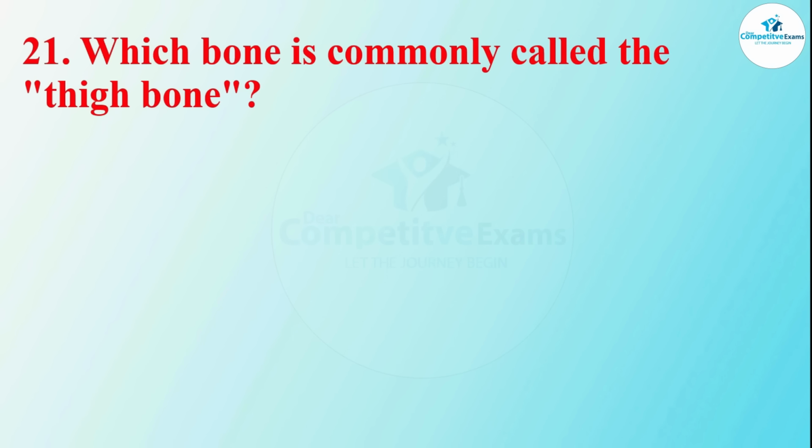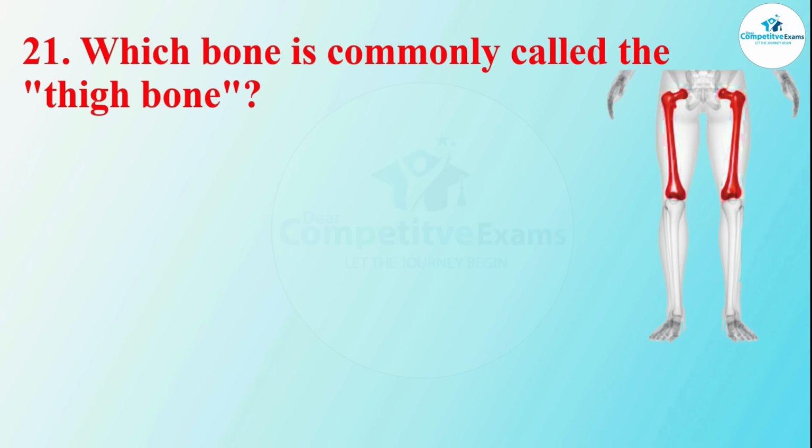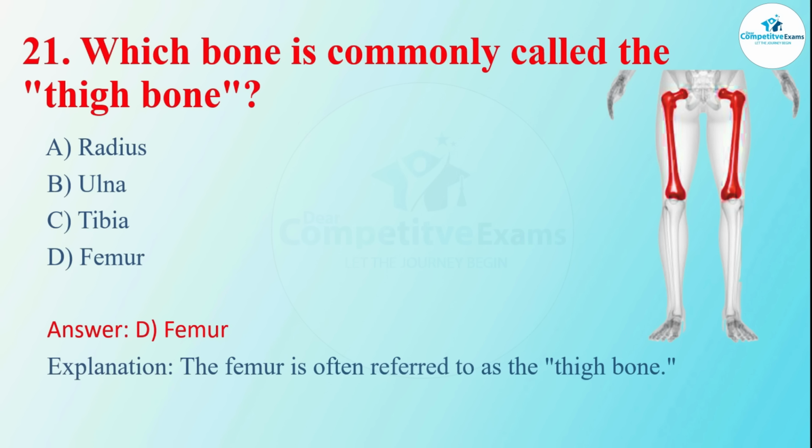Which bone is commonly called the thigh bone? So which bone is known as the thigh bone, and what is the name of that? The options are radius, ulna, tibia, and femur. The answer is femur. Question number 22.